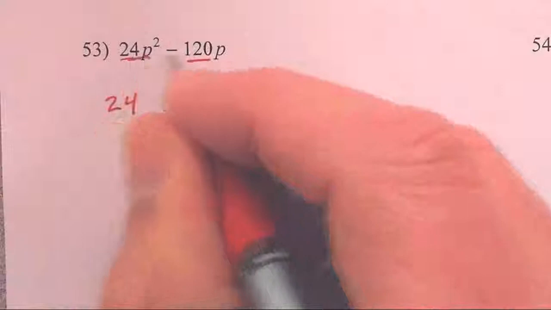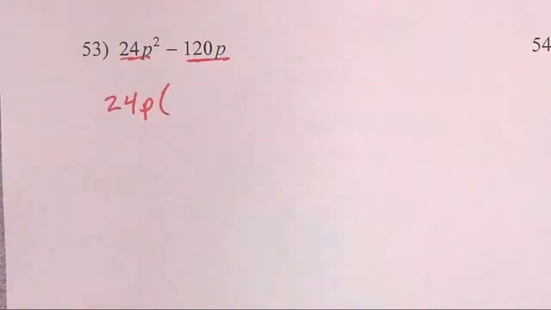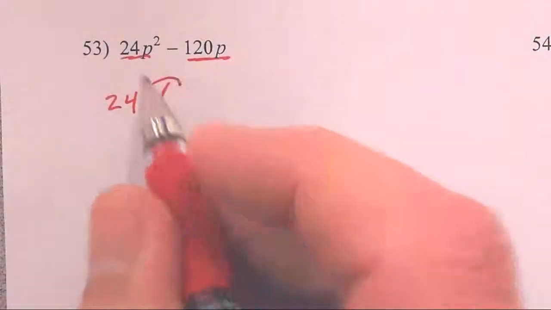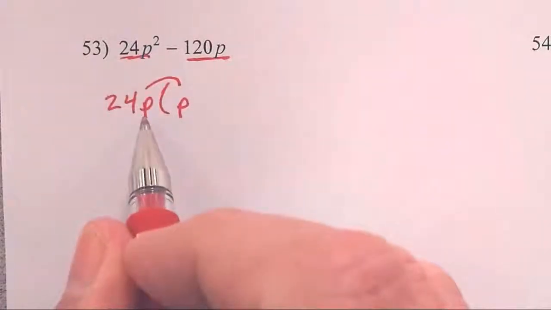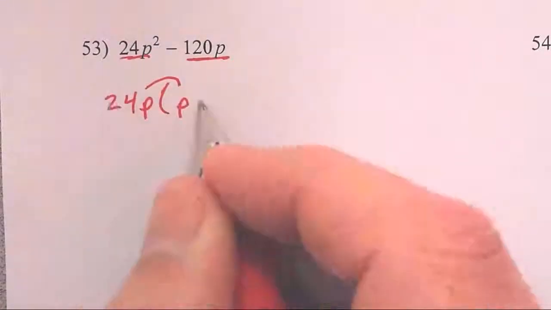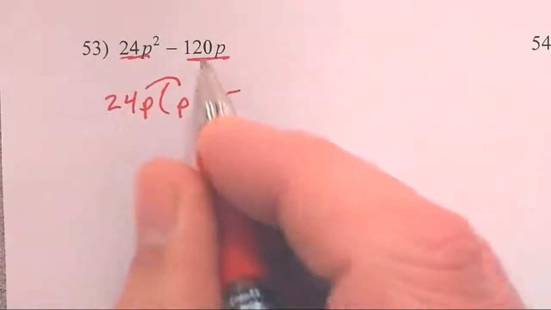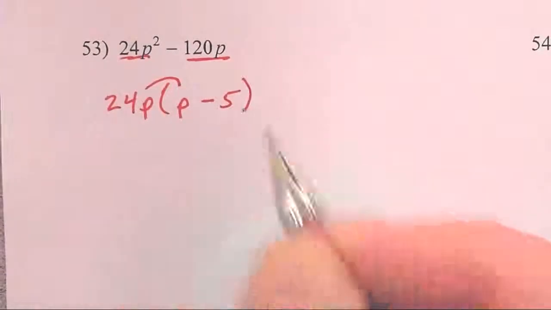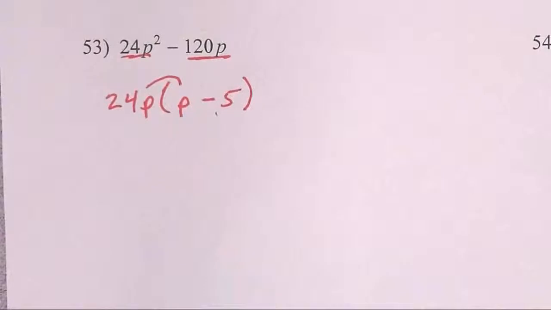Both of these terms have at least a p to give. And now I'm just undistributing it. I undistributed a 24p. So 24p times another p would give me 24p squared. And 24p times minus 5 would give me a minus. 24 times 5 gives me 120, and I don't need another p. And then I see I can't factor anything out of the p minus 5, at which point I'm done.